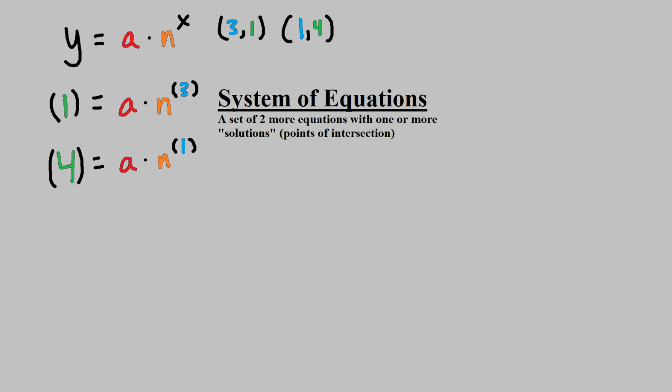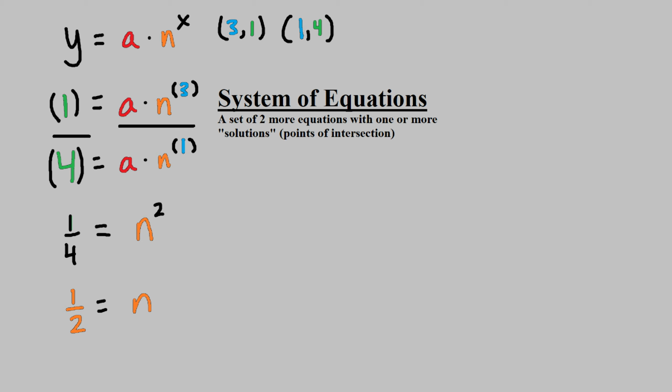Systems have some unique properties, including the ability to use one equation as an operation for the other. If we divide the left and right sides of the top equation by the left and right sides of the bottom, we find that the a values cancel out, and the powers on n will subtract since they have the same base. This leaves us with 1 over 4 on the left and n to the power 2 on the right.